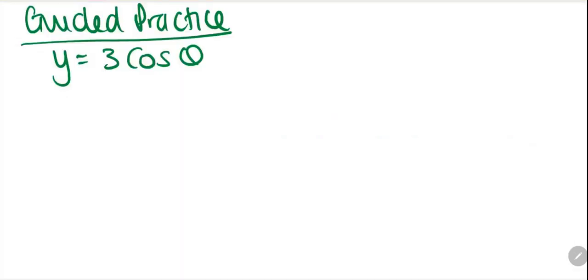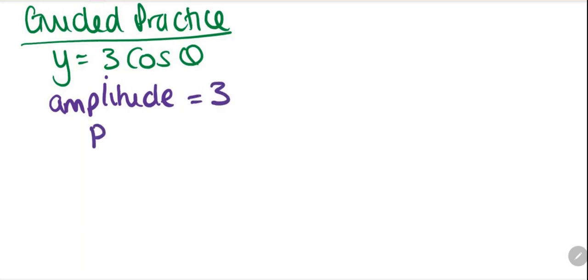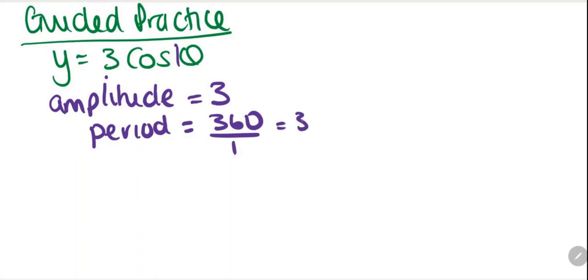Now this graph is in pi. Okay, so guided practice. If we look at this question, y is 3 cosine theta. So we need the amplitude. First of all, this is always positive, so the amplitude is 3. And then to find the period, we're going to look at 360 divided by b, which is 1. So the period is 360.